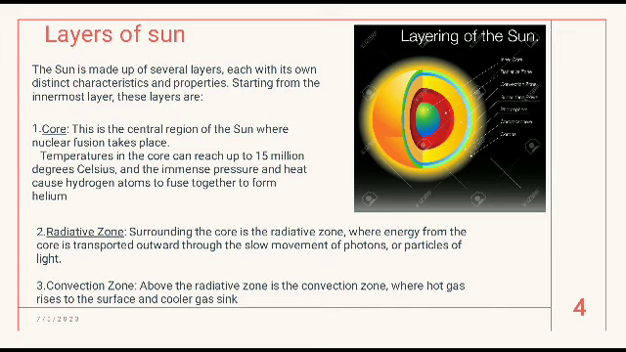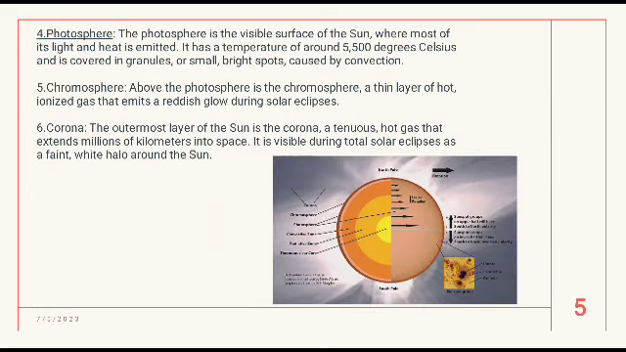Next comes the radiative zone, surrounding the core, where energy from the core is transported outwards through the slow movement of photons, the particles of light. The convection zone is above the radiative zone, where hot gas rises to the surface and cooler gas sinks. And next is the photosphere.